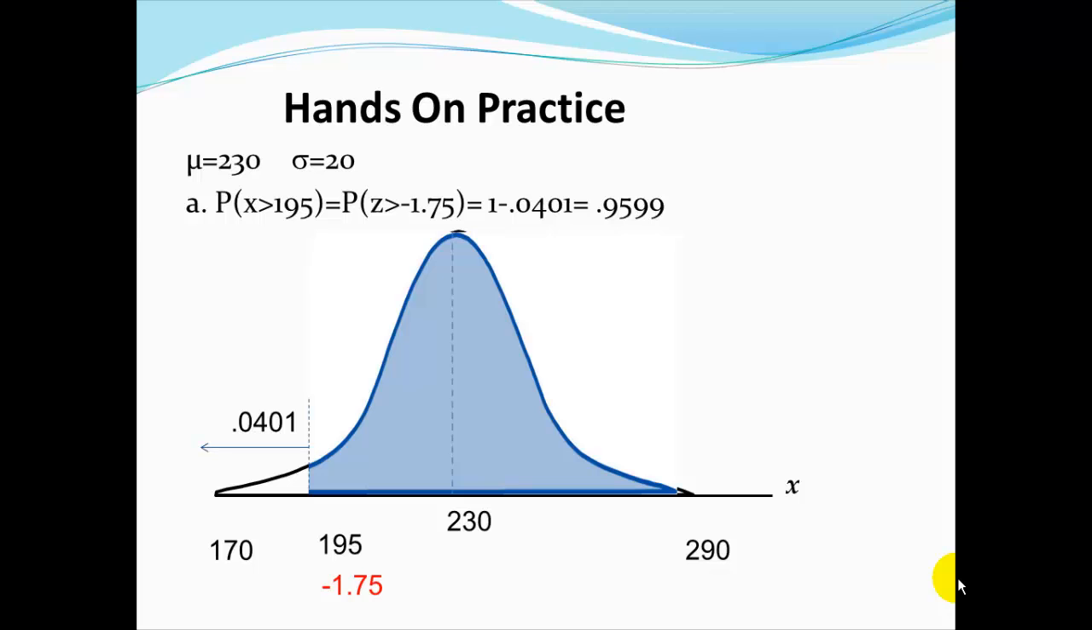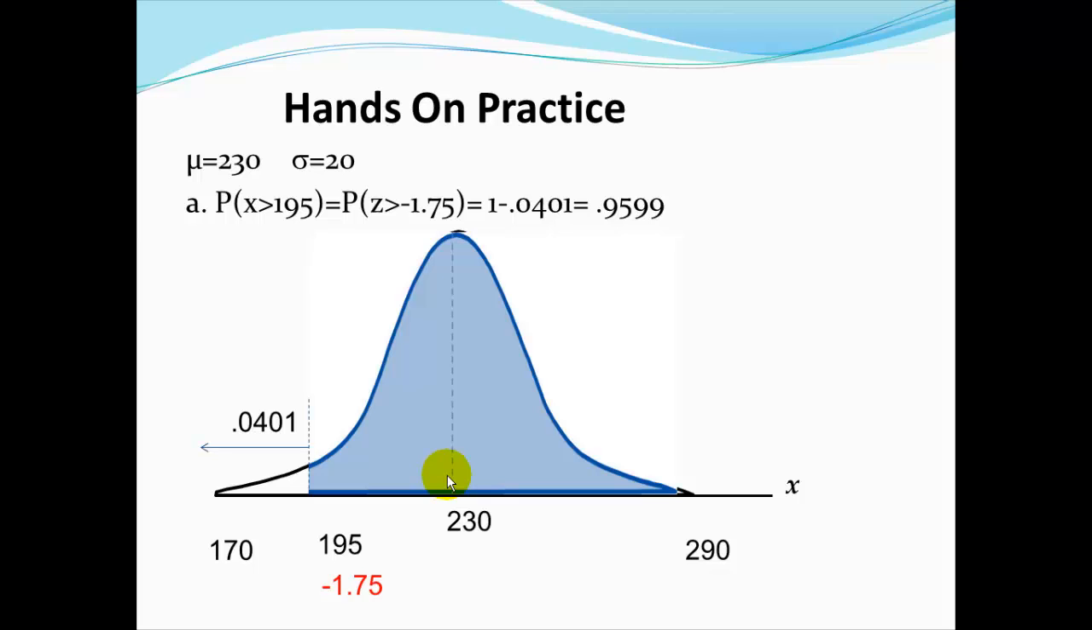You should have started by stating this problem in terms of x, the probability that x is greater than 195, and restating it in terms of its corresponding z-score. The z-score for 195 is negative 1.75 for this problem. Next, you should have drawn the normal curve for this problem and shaded in our interval of interest on the x-axis and the entire area under the curve in this interval.